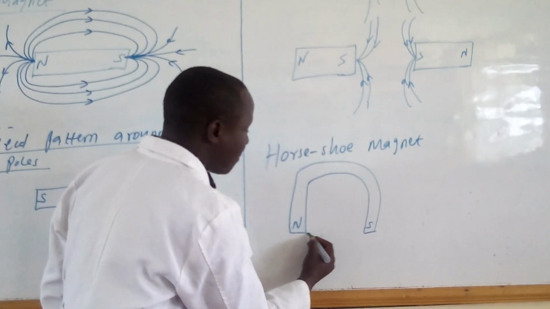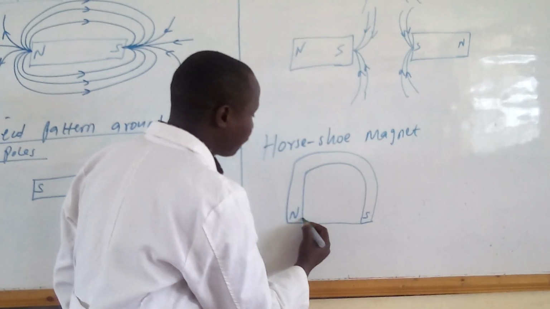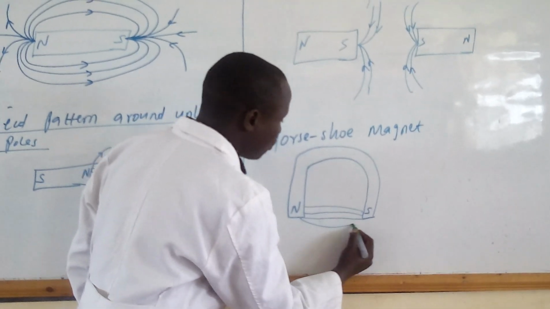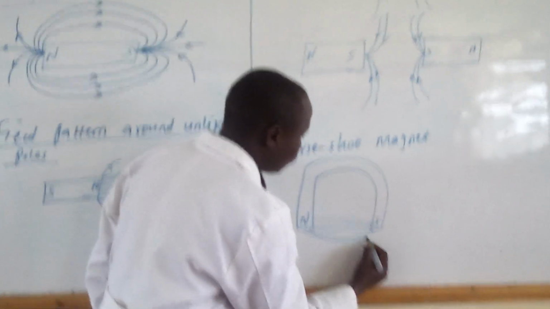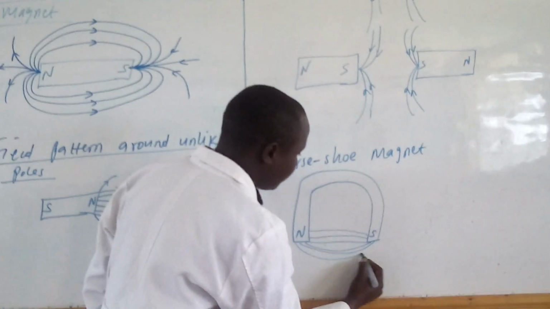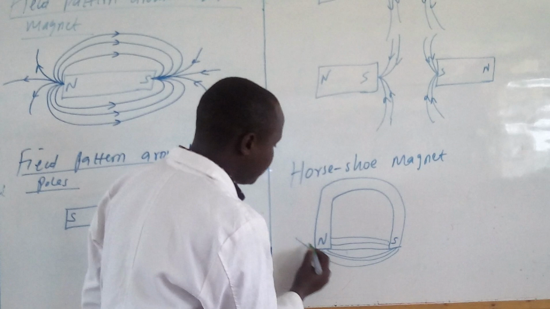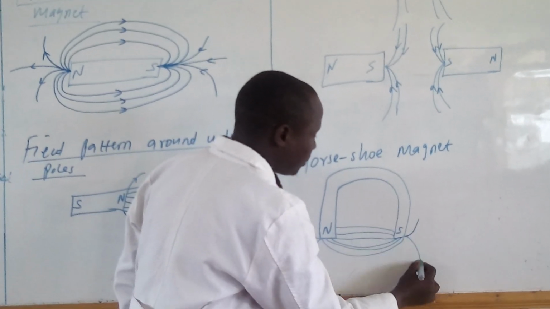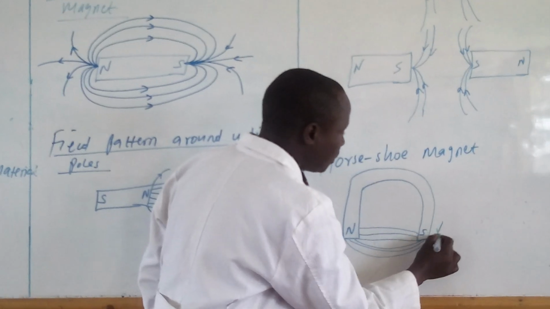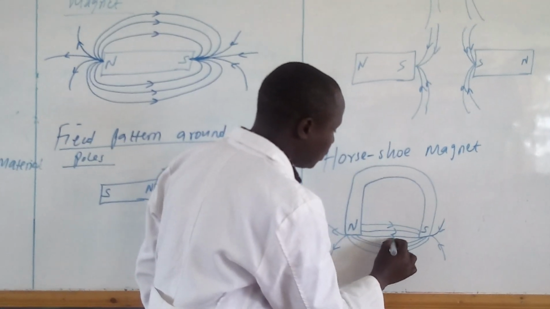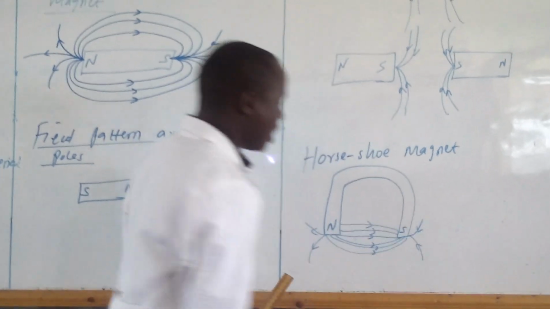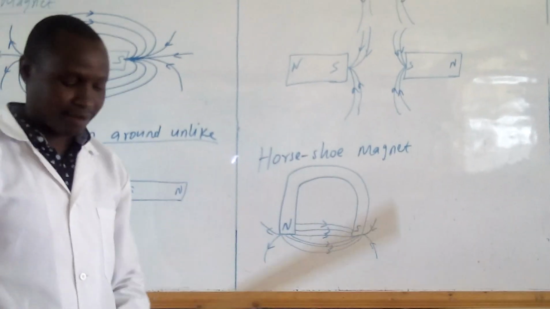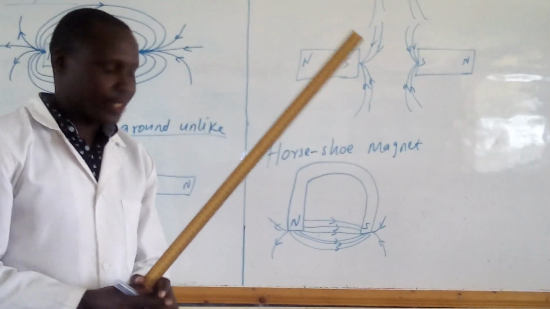So these are the magnetic field lines running from the north pole to the south pole. This is how the magnetic field pattern is. This is the magnetic field lines around the horseshoe magnet.